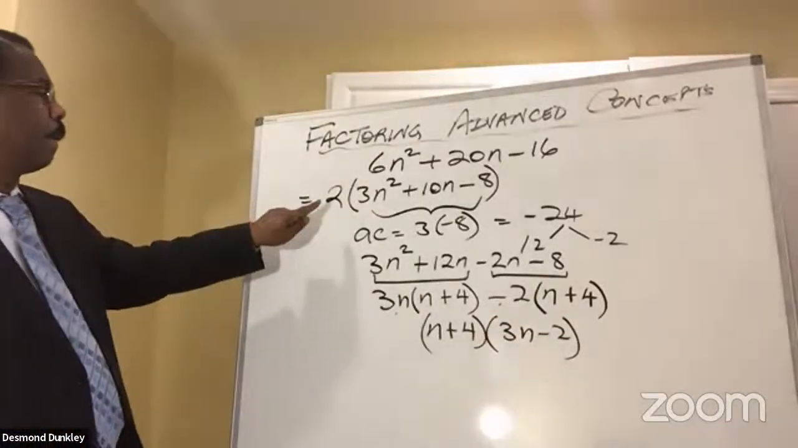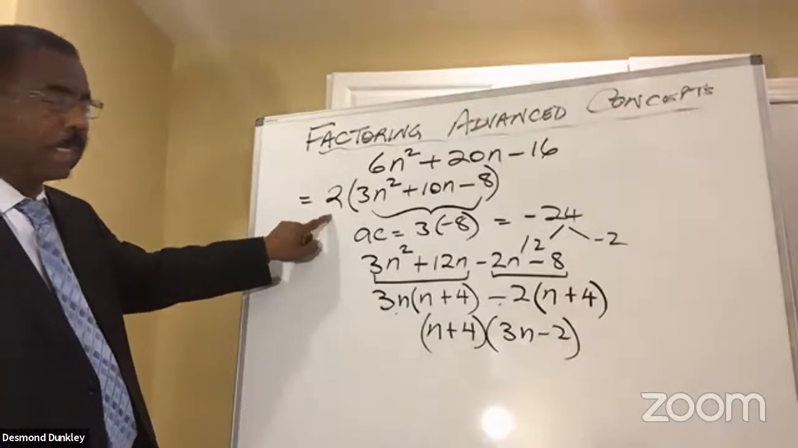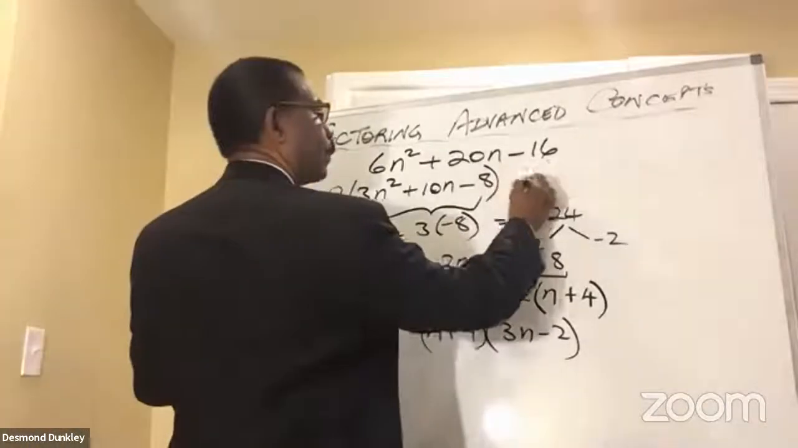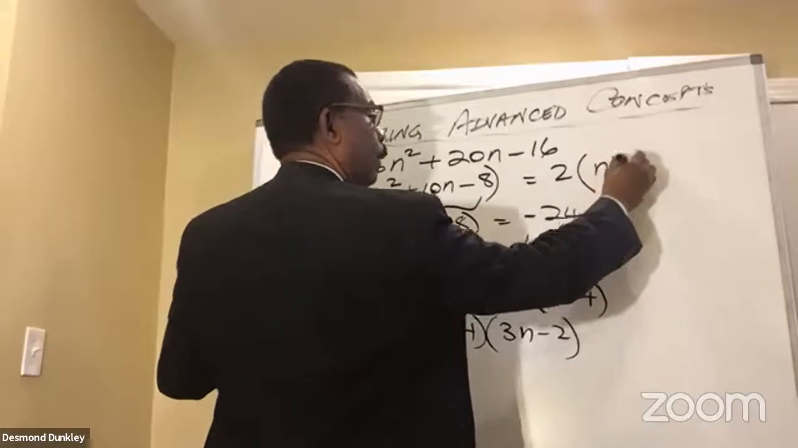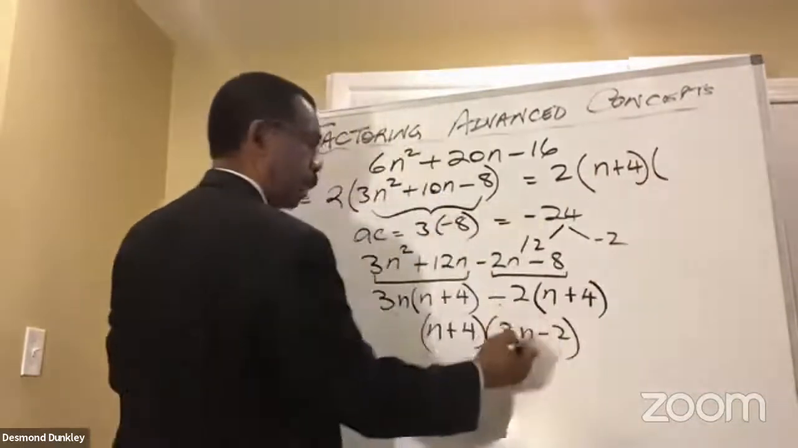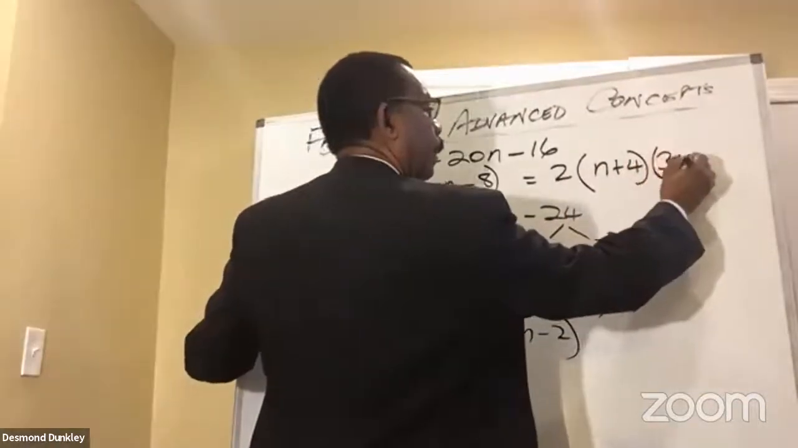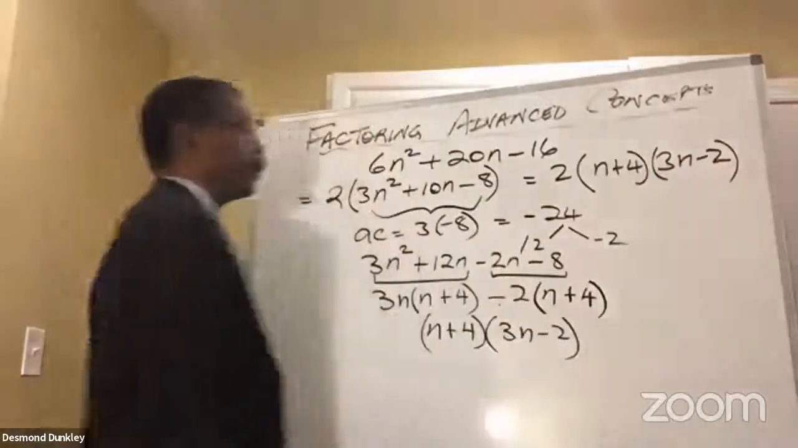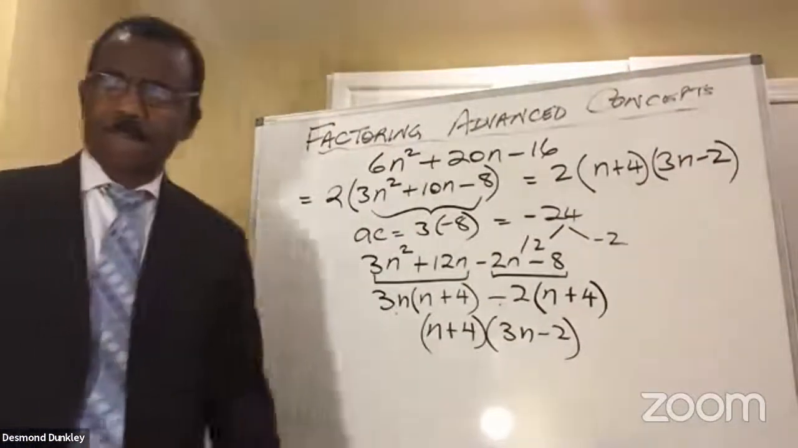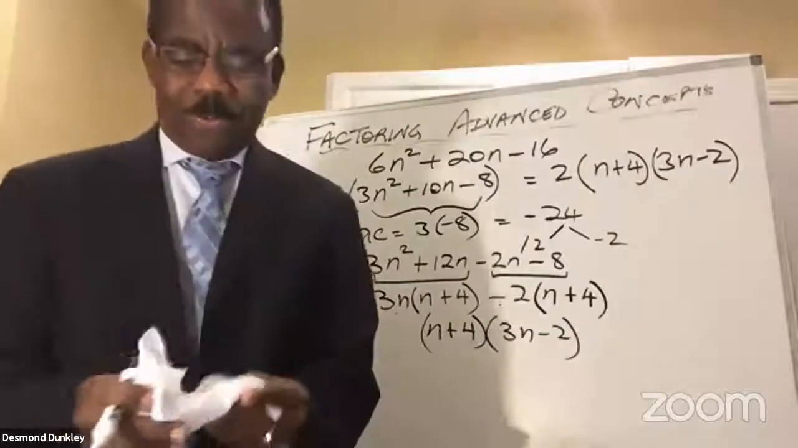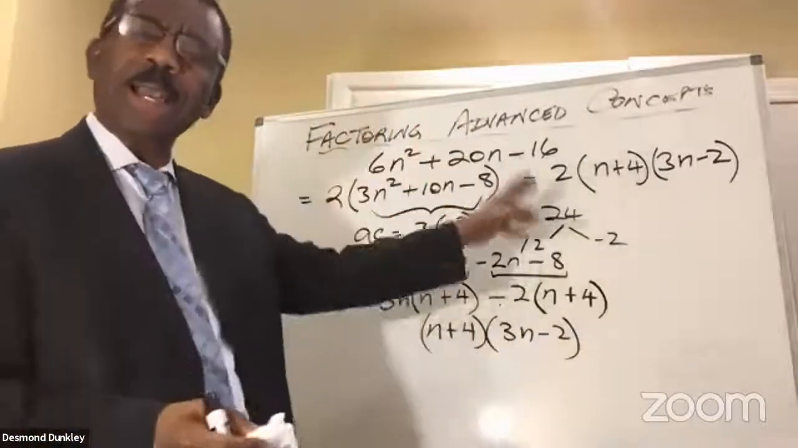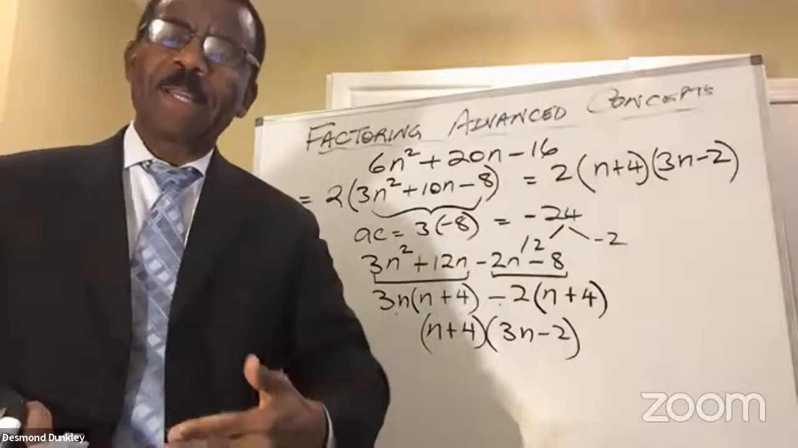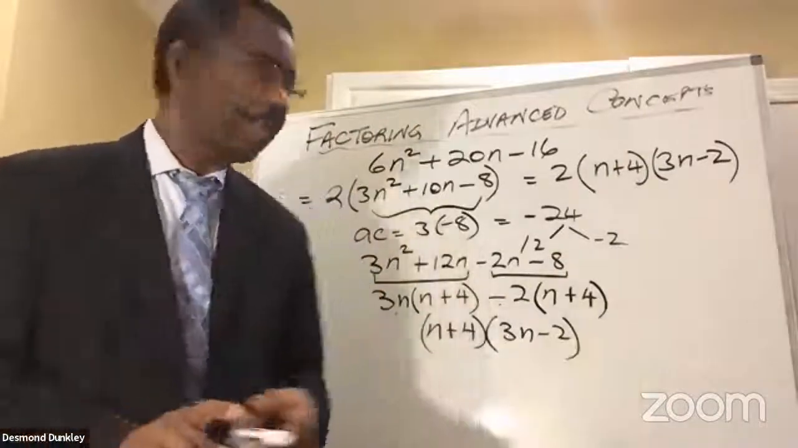So therefore, the final answer to this must be equal to 2 times n plus 4 times 3n minus 2. Okay? So, what I'm going to show you now is how we can use this knowledge to solve quadratic equations.